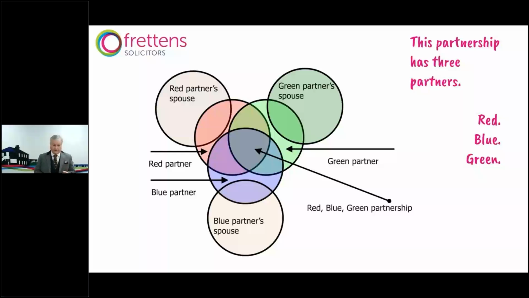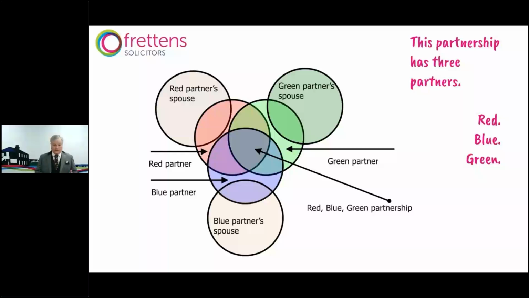And if you look at the centre of the diagram, you'll see the area where those three partners' interests overlap to form the joint estate of the red, blue, green partnership. And to further complicate this, each of the partners is married, so as well as having their own personal estates, their own share in the partnership estate, they've also got a separate estate their spouse owns, and there may be property that they jointly own and obligations they've got jointly with their spouse.